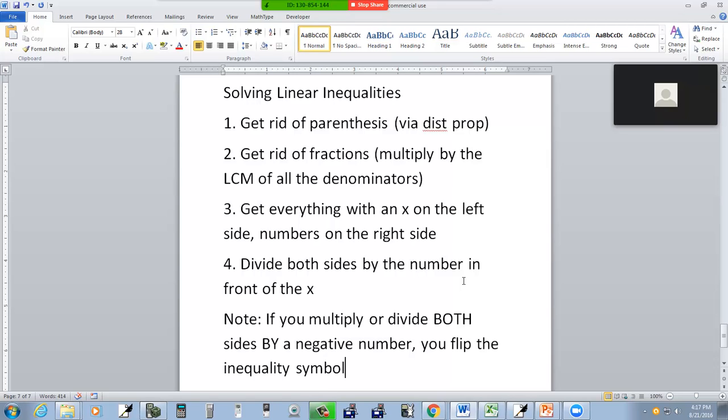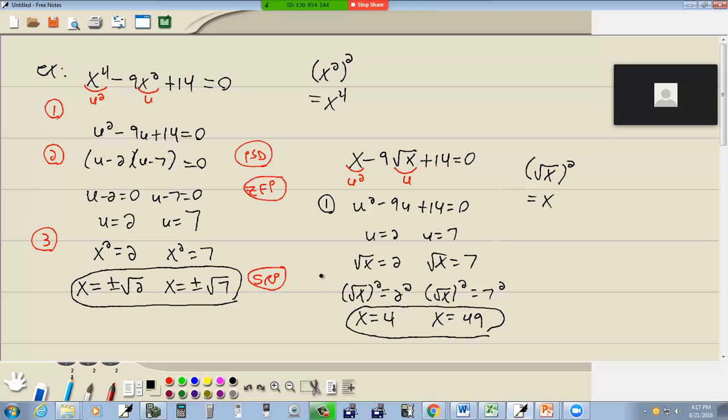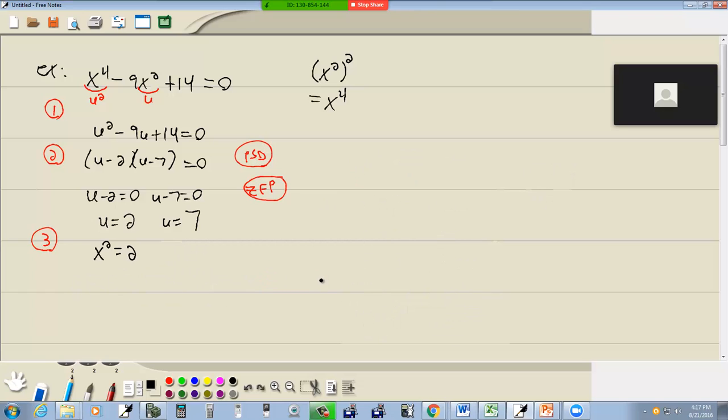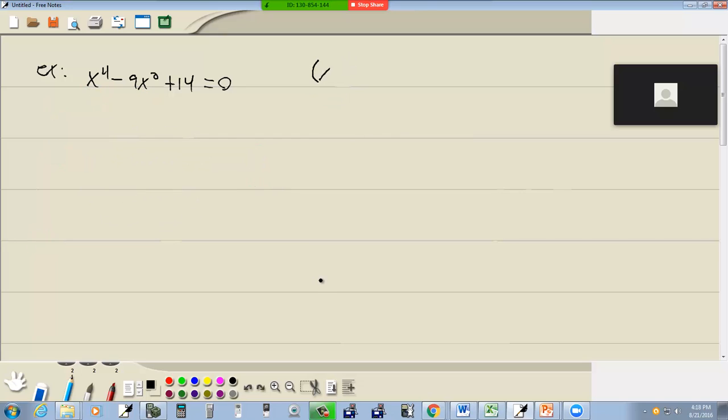As before, on step 3, I'm talking about terms. On step 4, I divide both sides by the number in front of the x. The number in front of the x is a coefficient. So let me make up a problem. We got, let's see, 4 times (x minus 1) plus 7 is less than 2 times (x minus 3).